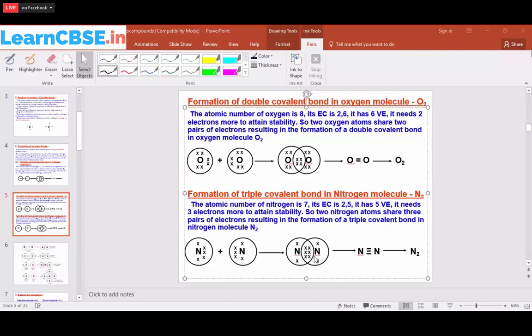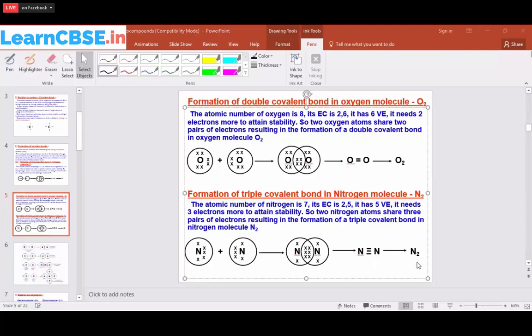So it makes the triple bond N triple bond N. It's N2. So this is the triple covalent bond. The nitrogen atom is also highly reactive, but the nitrogen molecule N2 is inert. It does not react at room temperature because it has a triple bond in its structure.